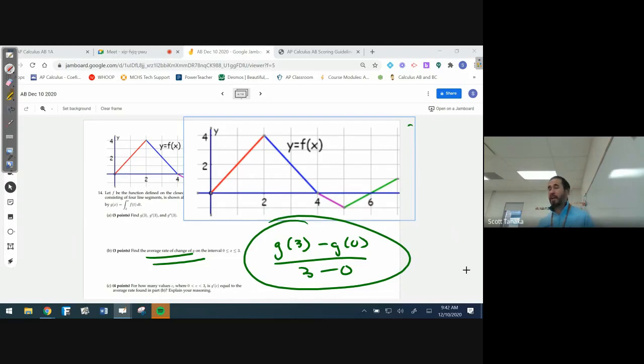Just be careful that if you did the G of 0, it would be from 2 to 0. 2 to 0 is backwards. So you would have to put a negative out in front and go from 0 to 2.